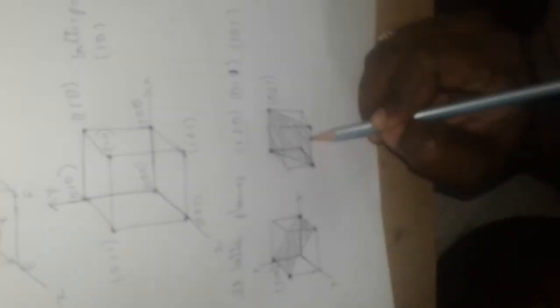Now coming to 0 1 1. That means the y-axis is 1 and the z-axis is 1, so I have to add these two intercepts. Similarly here and here, I added the intercepts. Now this is the shaded plane. In this plane, along the x-axis it is infinity, and here too it is infinity.